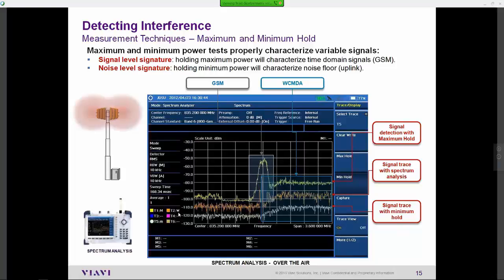This stands for clear write, meaning that orange line is constantly changing. So whenever they did the screen capture, it just so happened that that's what the spectrum looked like at that particular moment. Notice the white trace is a lowercase m. This is, in fact, the min hold trace. And again, we don't see any problems relative to the min hold trace on this display.